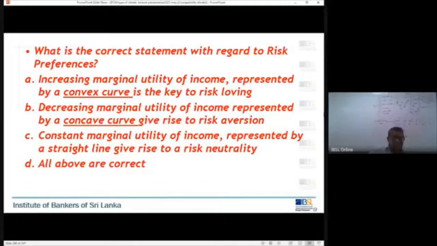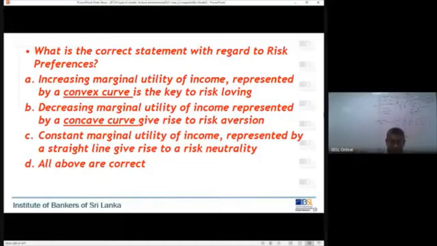Right, now the risk loving curve is concave, not convex. So A is wrong. Because A is wrong, B is also wrong, and therefore D is wrong. This is where you have to catch one. Then get the answer. Remember that the convex curve is for risk aversion, and the concave curve is for the risk lover.